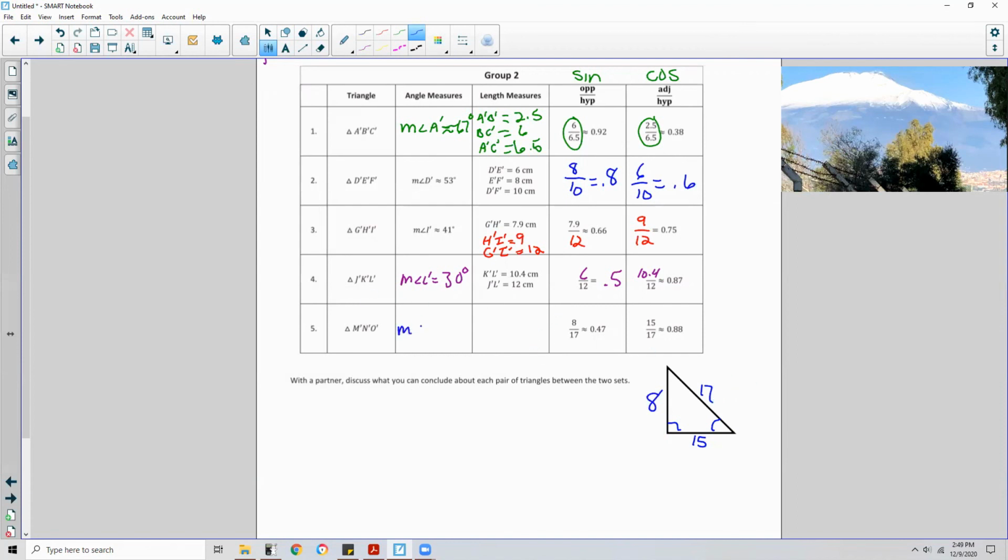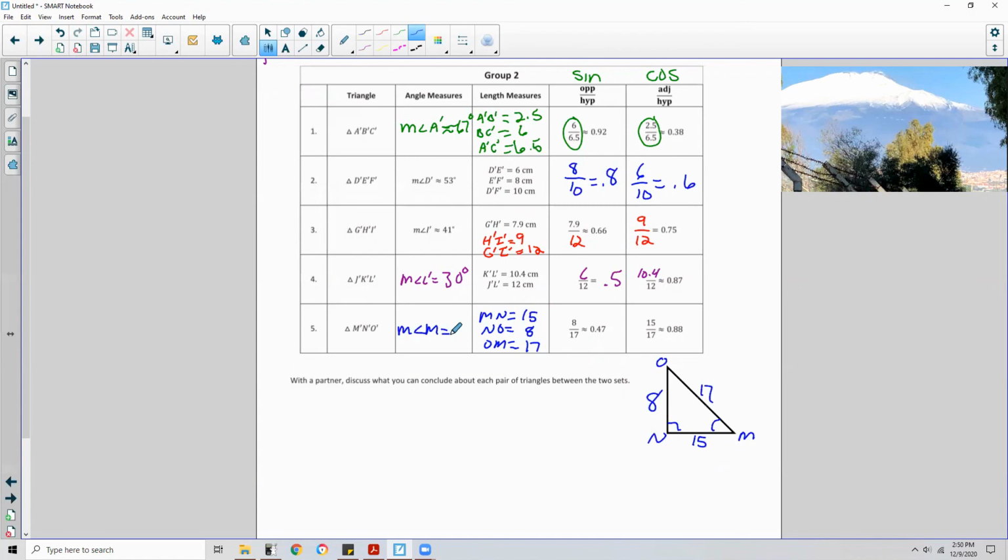The measure of angle M equals, so we're going to call this M, N, O. So we have sides MN, NO, and OM. And OM is 17, NO is 8, MN is 15.